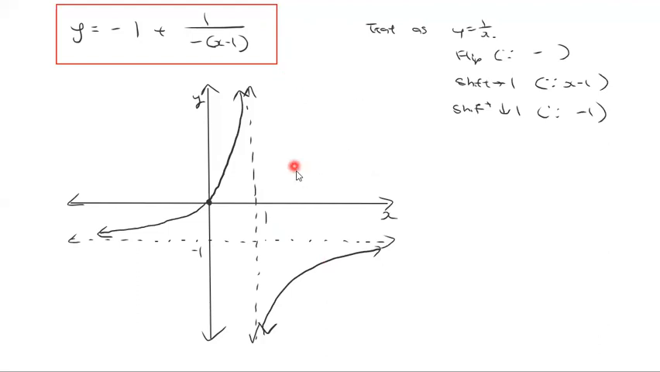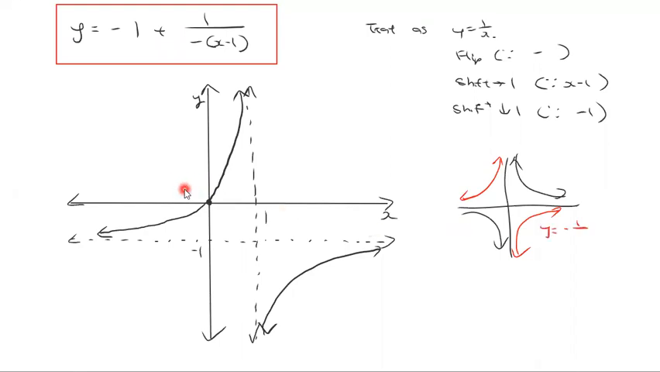You've got 1 over x that looks like this. Because of the negative, you flip it, and then you shift it right and down by 1. And that gives you our final graph here. And if you have an idea of what the graph looks like, then that also helps you work out the limit. Does that make sense?